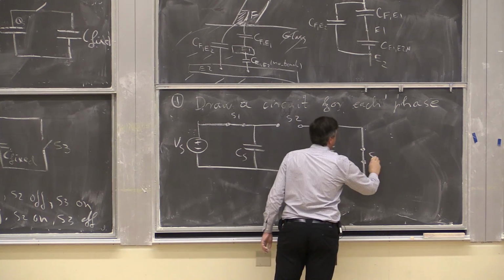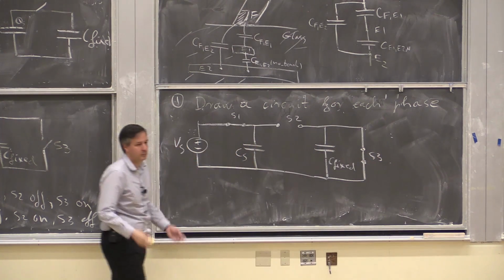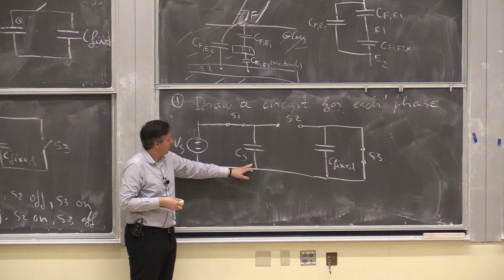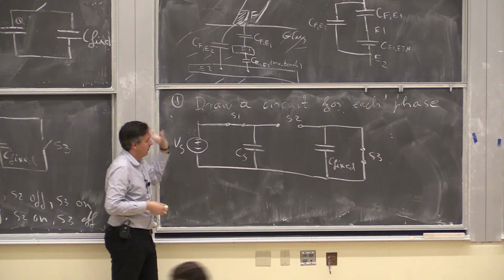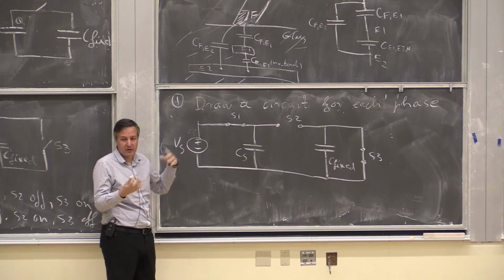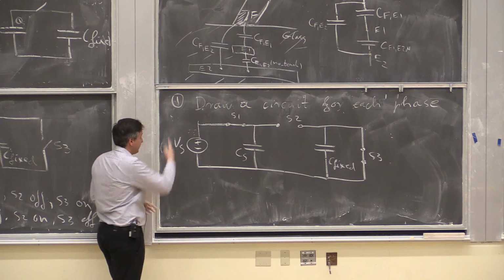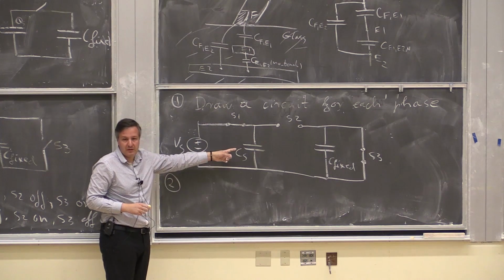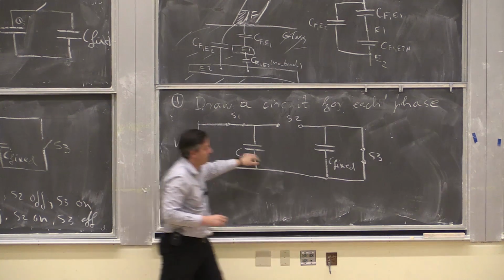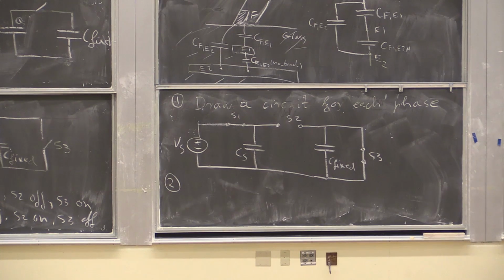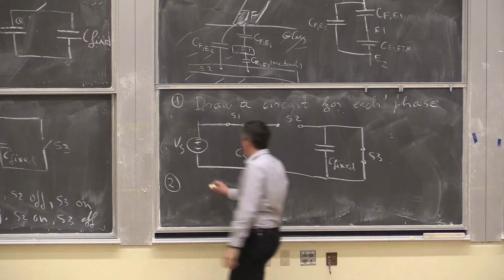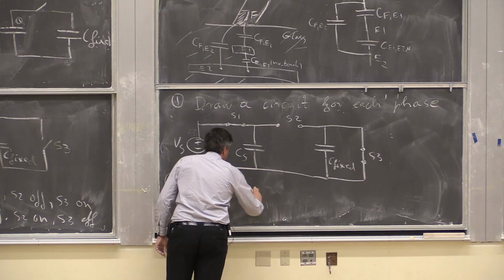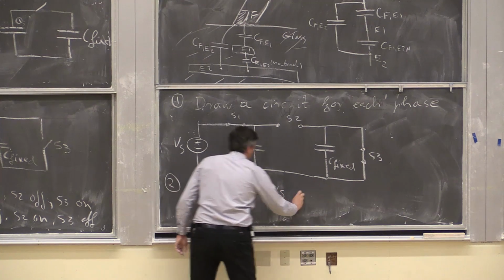And there's S3. Okay. So we draw the equivalent circuit when the switches are in their own state. That's step one. Step two, we mark the voltages and charges on the capacitors just according to the convention, right? So mark Q's and V's on caps.